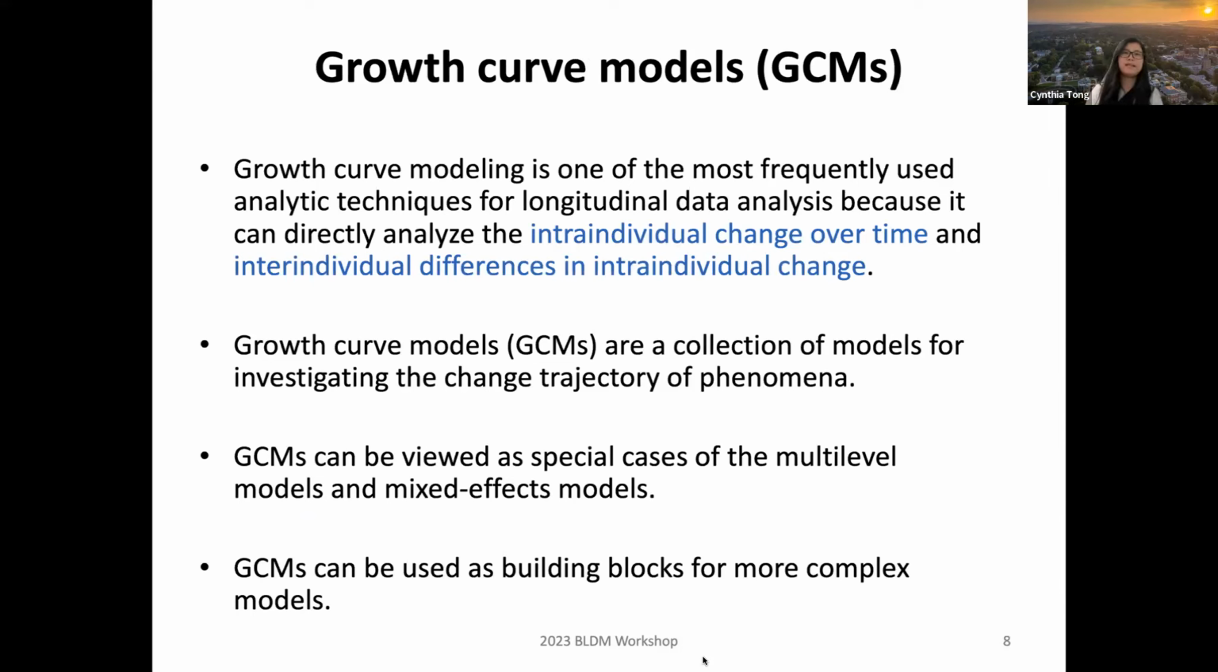Growth curve modeling is commonly used in longitudinal studies because it can directly investigate intra-individual change over time and inter-individual differences in intra-individual change. Growth curve models, or GCMs, are a collection of models for investigating the change trajectory of a phenomenon. It can be viewed as a special case of multi-level models and mixed effects models. And they also can be used as building blocks for more complex models.